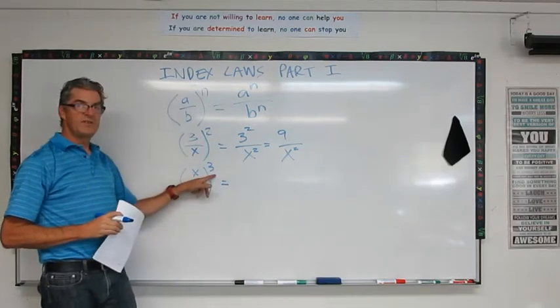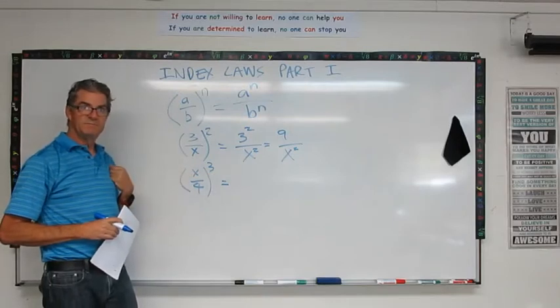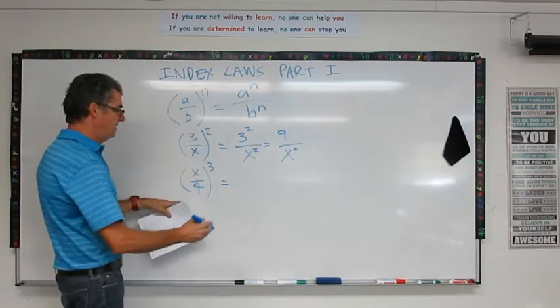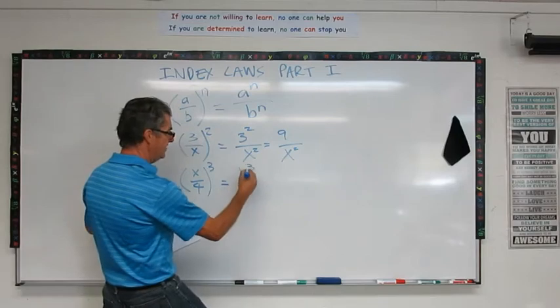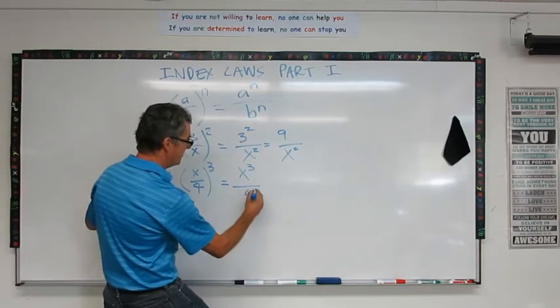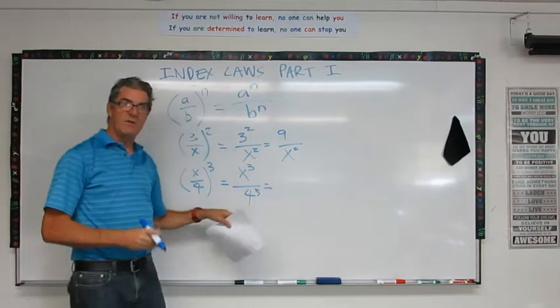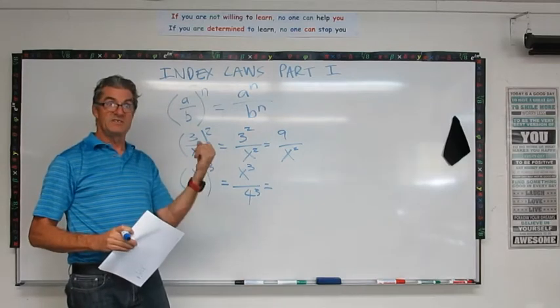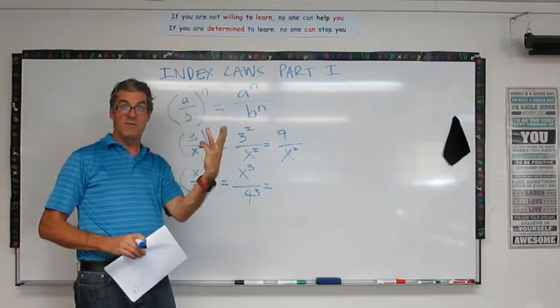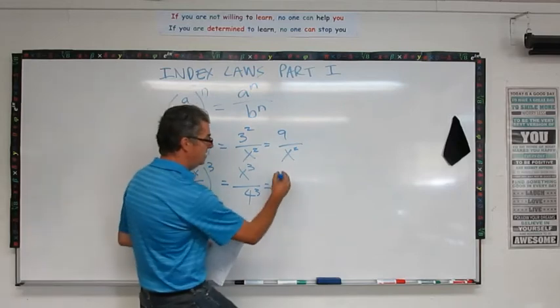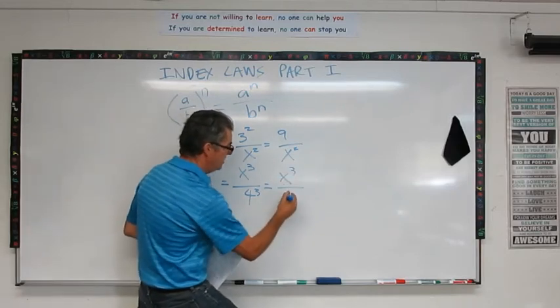x over 4 to the third power. Pause the video. Okay, let's see how you did. This becomes x to the third over 4 to the third. I can evaluate that one. 4 times 4 is 16, that's 2 of them, times another 4 gives me 64. So x to the third over 64.